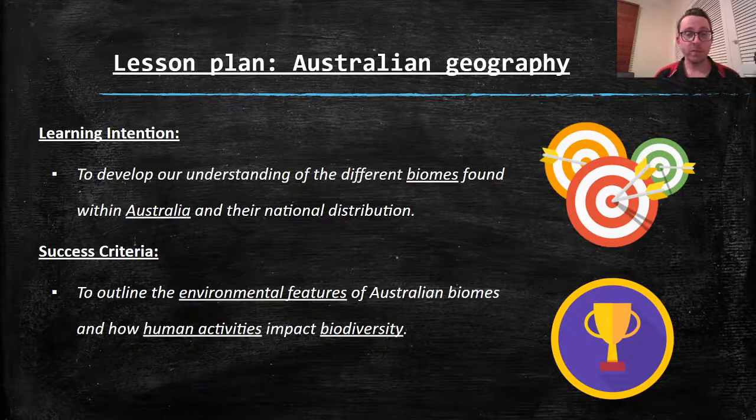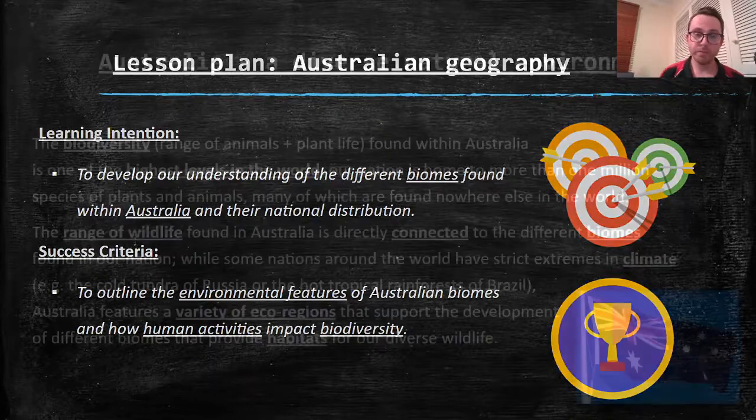In this lesson we are looking at developing our understanding of the different biomes found within Australia, so bringing it home, and their national distribution, their location. So where are the different types of biomes around Australia and what are they? The success criteria is to outline the environmental features of Australian biomes, so what makes a forest different from a grassland, and how human activities impact something called biodiversity.